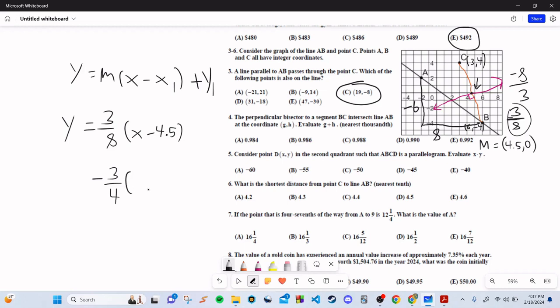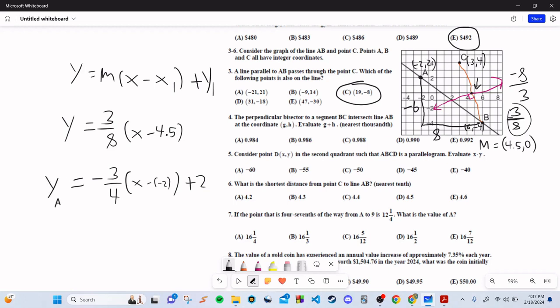I'm going to do point slope form again. I'm going to choose point A to work with, but it doesn't matter, you can use any point on this line. The equation will still be correct. I'm going to pick point A, so that's negative 2, 2. So x minus negative 2 plus 2.